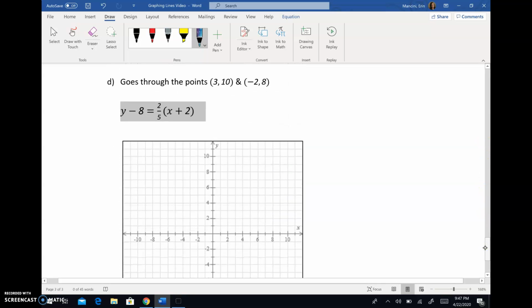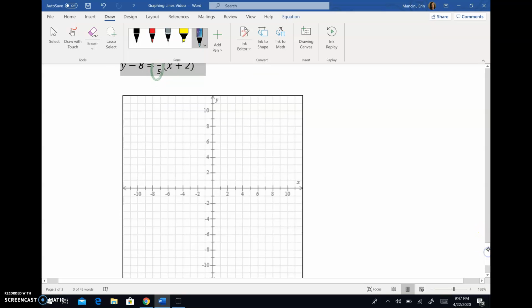Okay, and I want to do one more point slope example. Okay, so remember from this problem, we had to calculate the slope, which we got 2/5. Okay, and then you could choose either point. You can either plot 3, 10, or -2, 8, and you should get the same answer. Okay, and I'm going to prove that to you right now.